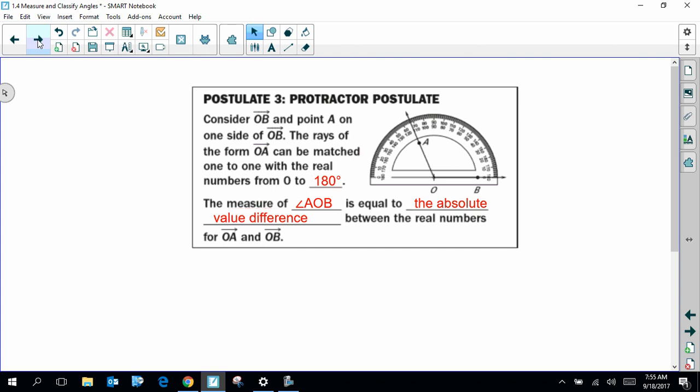Here we're looking at protractors. And we want to make sure, can we measure an angle okay with our protractor?